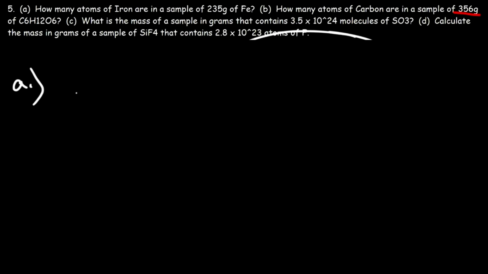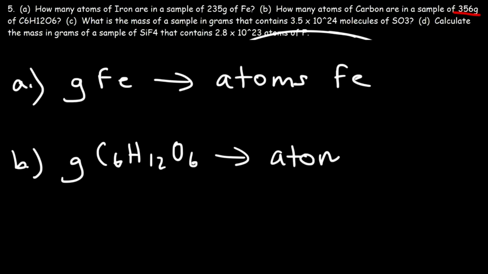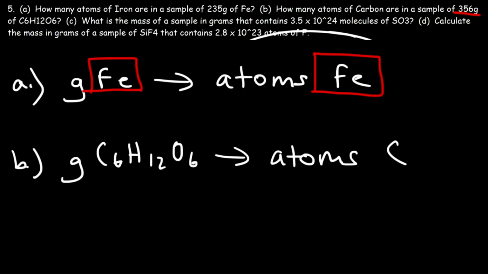So in part A, we've converted the grams of Fe to the atoms of Fe. And in part B, what we need to do is go from the grams of, let's say, glucose to the atoms of carbon. So the difference between part A and part B is that in part A, the substance is not changing. However, in part B, we need to change the substance. So part B requires an extra step relative to part A.